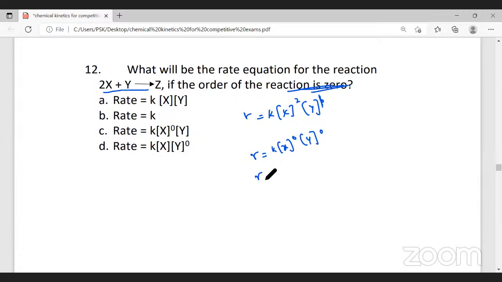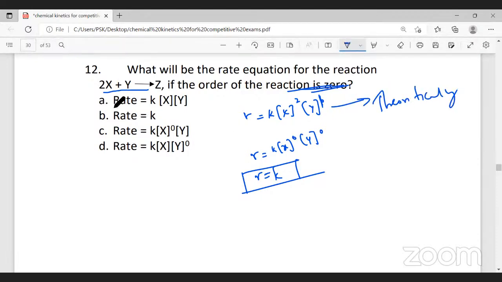Anything to the power 0 is what? So what happens? Rate becomes equal to rate constant. So X to the power 0 becomes 1, Y to the power 0. See, this is theoretically. Theoretically, as per the balanced equation we wrote, as per the given equation.